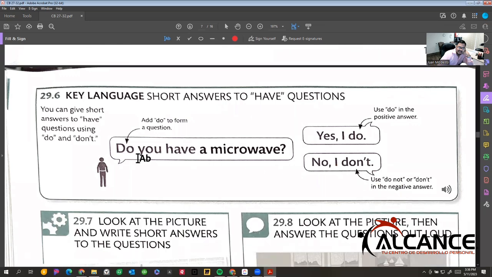On this one, this is how you answer questions. So, if someone asks you, do you have a microwave? Si alguien te pregunta, ¿tienes un microondas? You say, yes, I do, para que sí. No, I don't. And it's just a repetition of this one, but just in a negative form, right? A contraction of do not here. Do not, I do not. And you can say it in both ways. Here, they're just telling you to do it as a contraction.